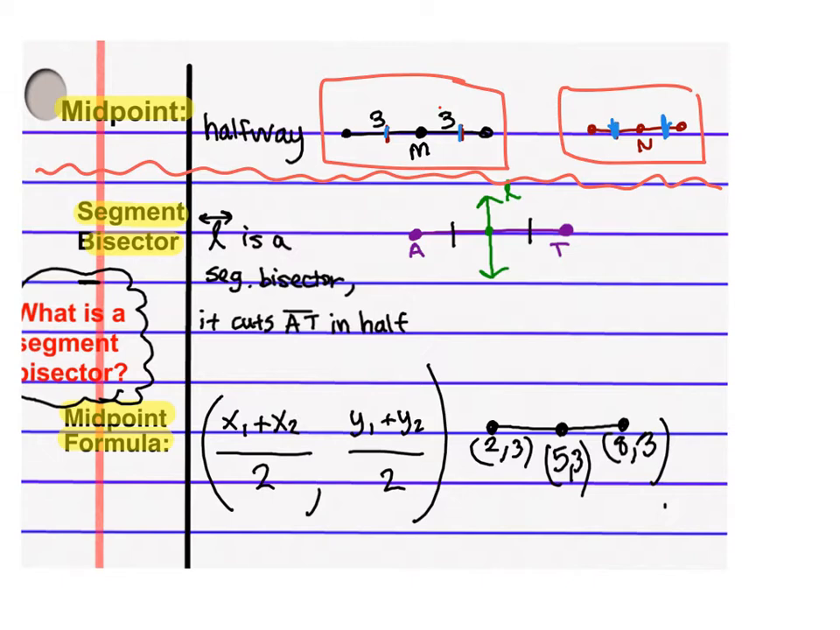All right, our second vocabulary word is segment bisector. So remember, in English, the prefix bi means two, like a bicycle, 2 wheels. So line L in this diagram right here, line L is a segment bisector. Here's line L, the green line. It's a segment bisector because it cuts line segment AT, that purple line segment, in half.